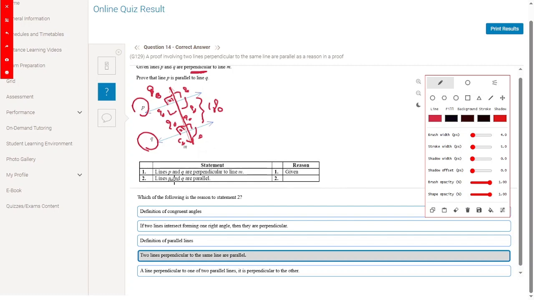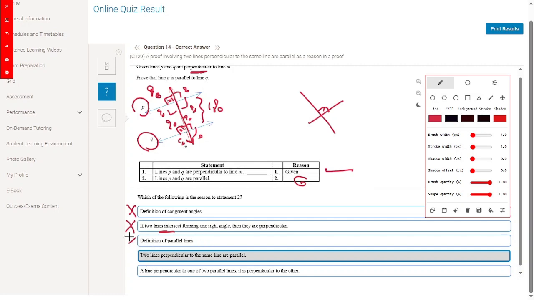So let's see here. The statement is saying here line P and Q are perpendicular to line M. Yes, this is a given. Now, line P and Q are parallel, so let's see the reason here. Here it's saying definition of congruent angle. Definition of congruent angle, no, it's not for parallel lines. Now here, if two lines intersect forming one right angle, then they are perpendicular, but here it means two lines intersect. But this is not my case, so this is a wrong answer.